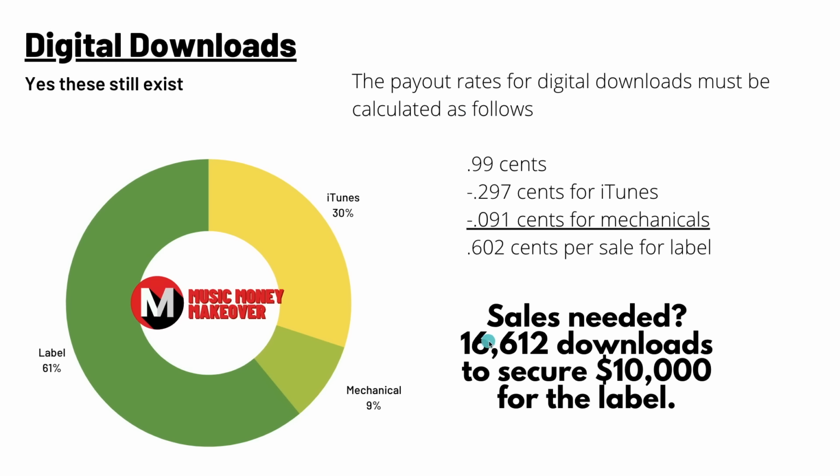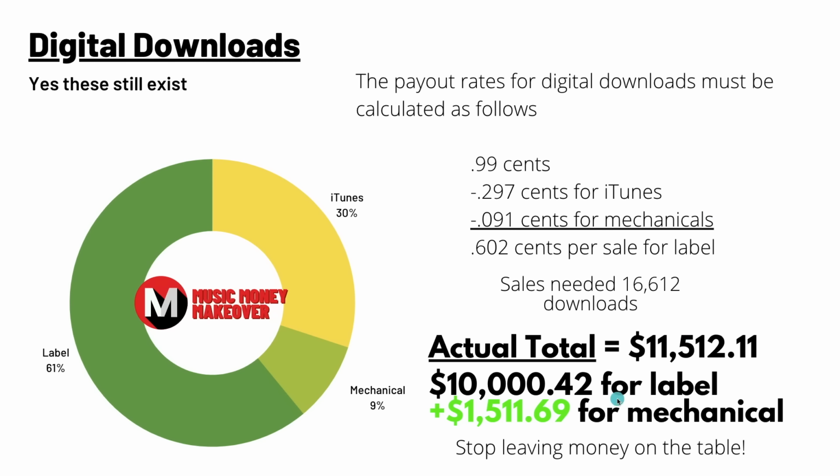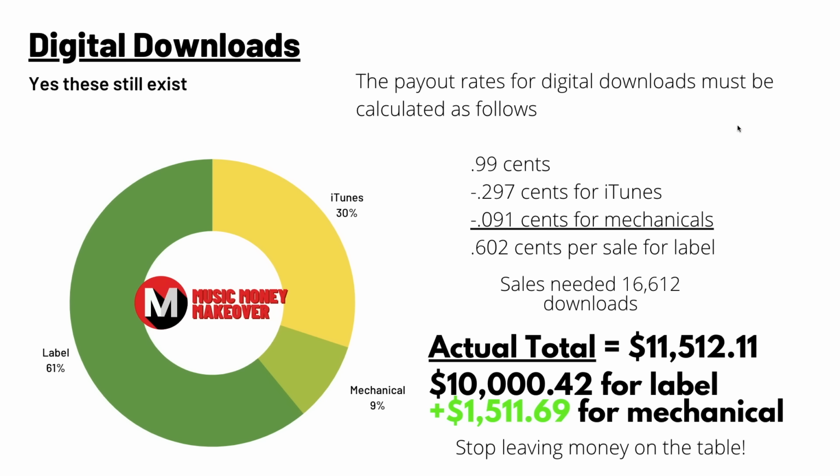So we need 16,612 downloads to secure the $10,000 for the label, but yet and still, we left money on the table due to the mechanical royalty. We left $1,500 on the table because in those 16,000 single downloads, we didn't register for Harry Fox. So we left money on the table down here. We can't keep doing that. You got to make sure that your music is registered everywhere. Or if you're not going to do the registrations yourself, get with a publisher who will collect the money for you, instead of being self-published, let's say you don't have the time. But this is a very real scenario.